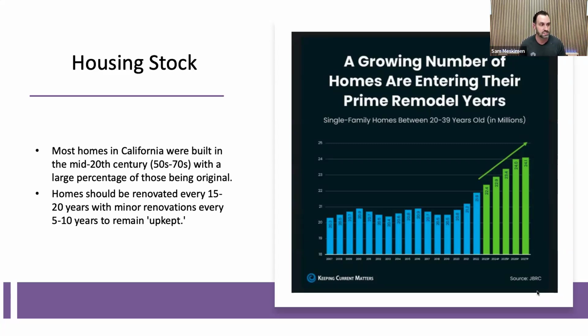And I actually saw this chart come up this morning from Current Culture, Current Matters, that is really, really interesting. It says a growing number of homes are entering their prime remodel years. So you can see from 2007 to about now, and then the projections for the next few years, there's going to be a massive influx of homes entering the market. And it's really going to be this shift in paradigm where these houses have to get renovated. And there are people that, of course, are DIYers that like to fix up their homes. Some people want to customize their homes.